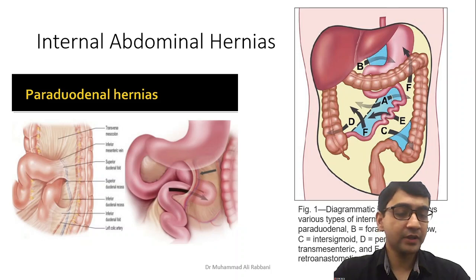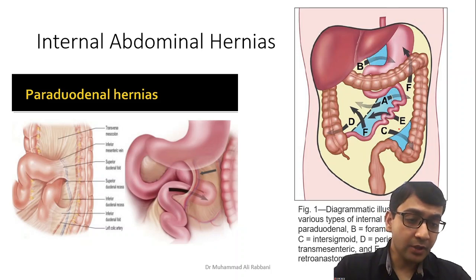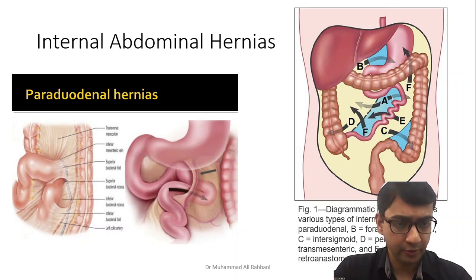There are a number of recesses in which it can get stuck and cause issues. For example, it can get stuck in the paraduodenal recess, in the lesser sac itself through the foramen of Winslow. It can go into the intersigmoid recess, the pericecal recess, or through a defect in the transverse mesocolon, the transverse mesenteric recess. So there are a lot of possibilities.